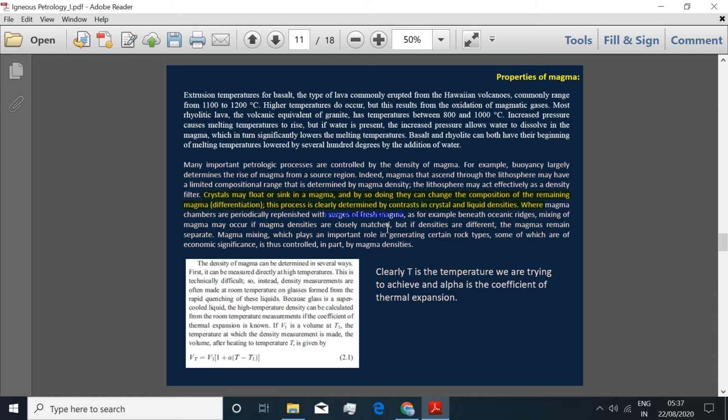This may happen below the mid-oceanic ridge, this might happen near the subduction zone, etc. And mixing of the magma may occur. Magma densities are closely matched, but if densities are different, the magma remains separate. And the magma mixing plays an important role in generating certain rock types.